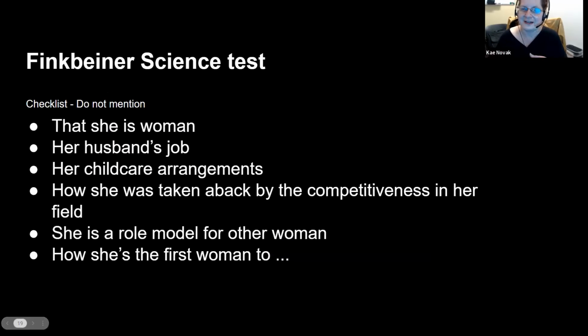And we're trying to combine all of these together to figure out how we do this. The Finkbeiner science test. If there is an article about a female scientist, does it mention that she's a woman? Does it mention her husband's job, her childcare arrangements, that she's a role model? This was called the Finkbeiner test, and it's named after a female science journalist who is looking to have articles written about women that don't cover this.